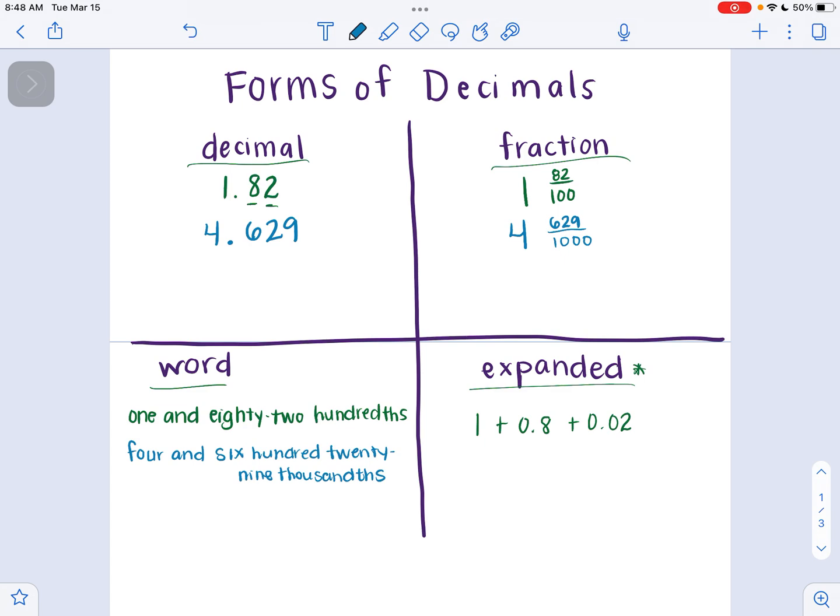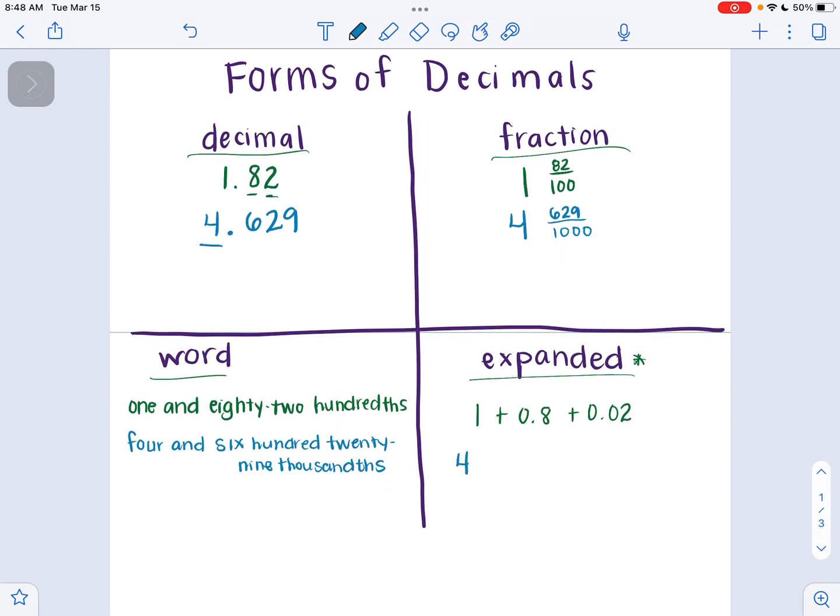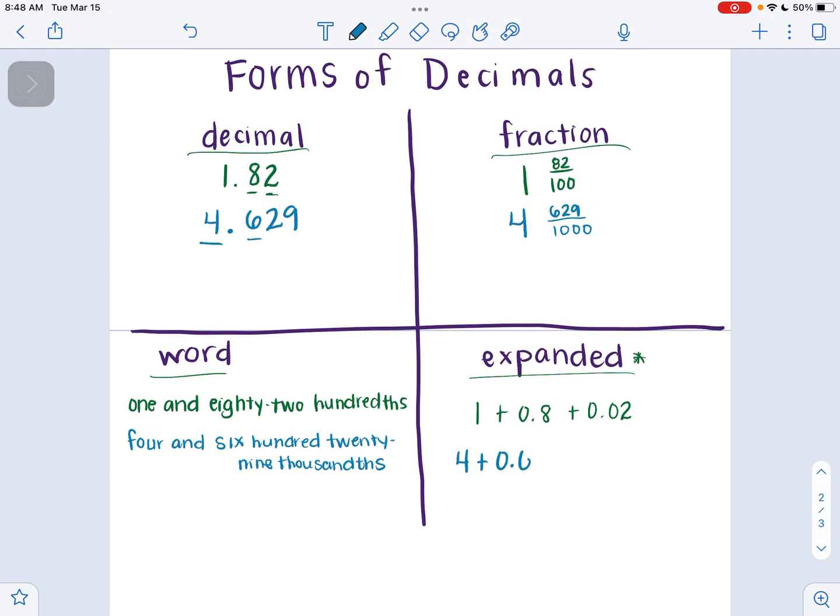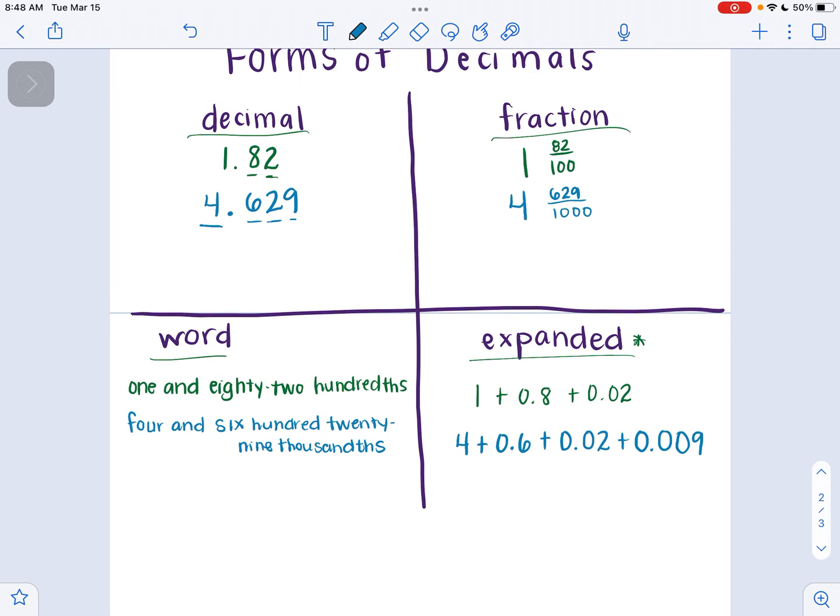And now for the expanded form, I'm going to take each one of my place values. So I'm going to start with 4 plus, then I'm going to go to my tenths, so 0 and 6/10, plus, I'm going to go look at my hundredths, 0 and 2 hundredths, plus, and then I'm all the way to my thousandths, so I've got to hold my place values: tenths, hundredths, thousandths. Pause this video, make sure you have this written down as an example in your notes.